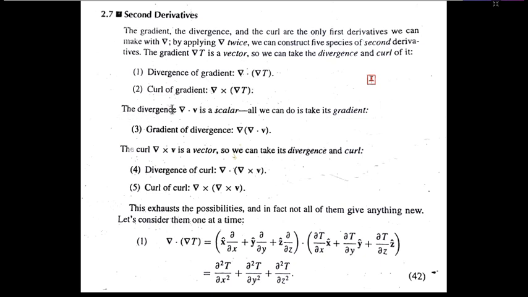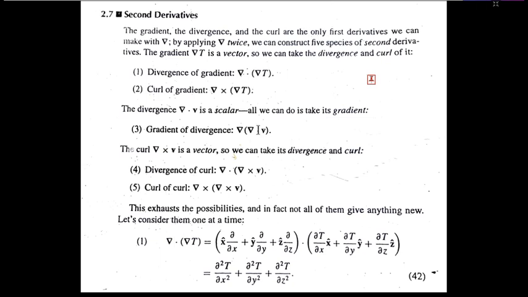So the divergence del dot v is a scalar, because this is a vector and this is also a vector, and the dot product will be a scalar. Now the gradient of a divergence: divergence will always be taken of a vector, you should remember that. That means if I take del dot v, that would be a scalar.